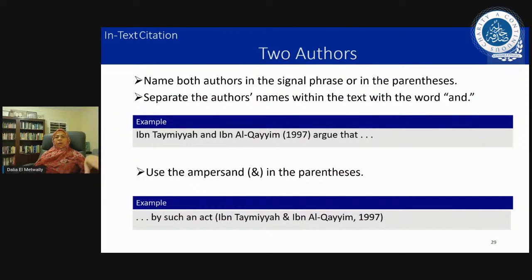What do I do with two authors? We are going to put the last name of each author. And if we put it in the signal phrase, that's how it's going to look. Very similar to what we just talked about. We're going to use an and. However, we're going to use an ampersand inside parentheses. And again, this is the best way for me to show it to you, just to give you that example.